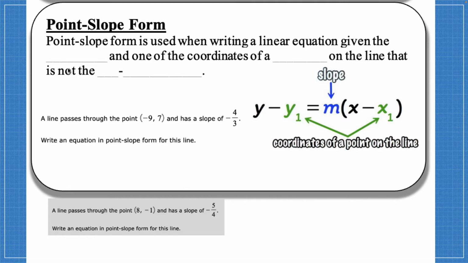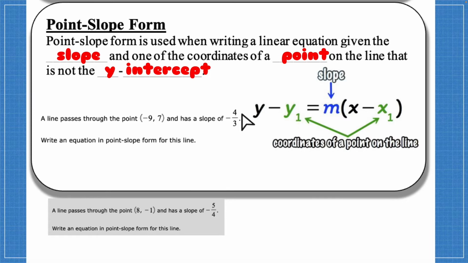So in point-slope form, we're going to be given a point and a slope, right? Point-slope form is used when writing a linear equation given the slope and one of the coordinates of a point on the line that is not the y-intercept. So we're given another point on the line. We just practiced this, right? The very last slide, we were given a point and a slope, and we used slope-intercept to find the y-intercept. Well, we can actually use this equation right here without having to find the y-intercept. We can plug it right into this equation and create an equation very quickly, just like we would with a slope and a y-intercept.